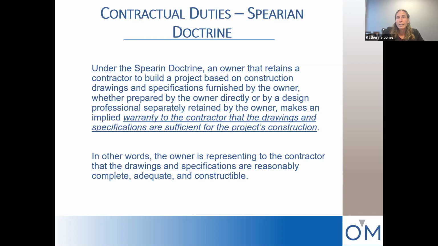So by necessary implication, when you provide either specifications or drawings to an owner, you are impliedly warranting that they are sufficient for the project's construction. Despite whatever your contract says, the law is going to read into your contract that the product that you are giving the owner is sufficient for the purpose for which it was intended.